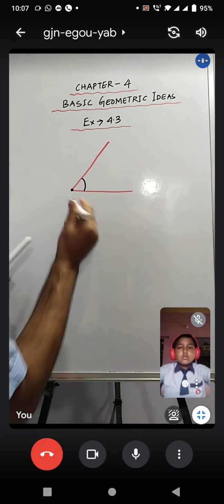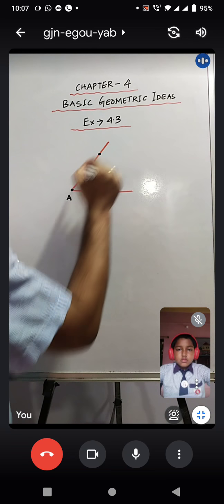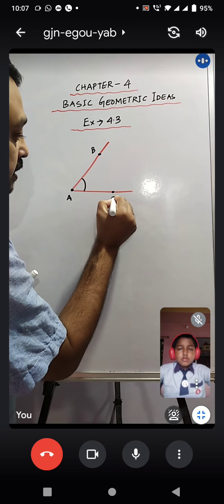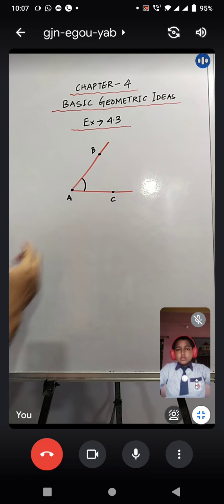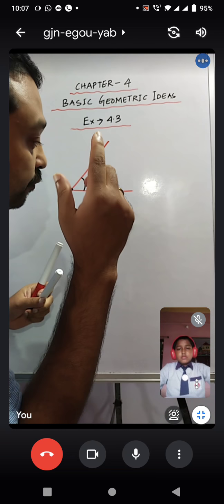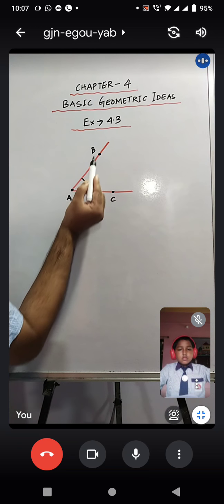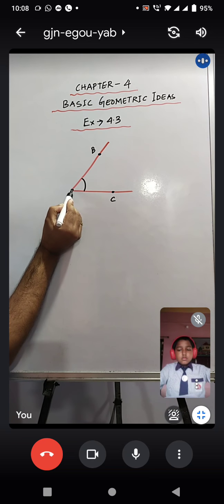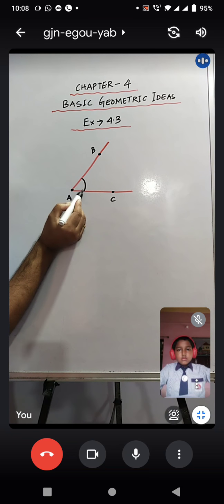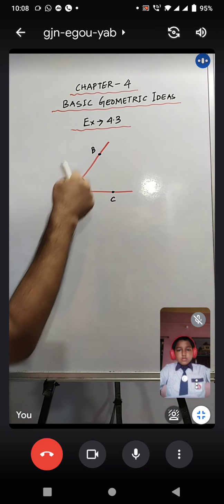Now suppose this point is named A, and on this line we have another point, B, and on this line we have another point C. Now if I have to name this angle, there is a pattern that you have to follow. Always see on which point the angle is forming. That point will always be in the middle.